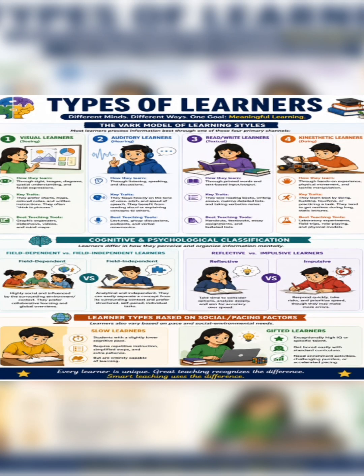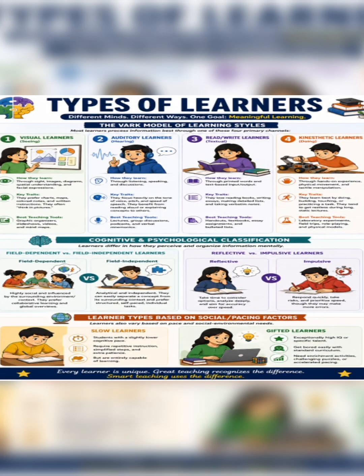Next to it, we see reflective versus impulsive learners. Reflective learners take their time. They ponder options, analyze deeply, and aim for absolute accuracy over speed. While impulsive learners respond quickly, take immediate risks and prioritize speed, though this rapid-fire approach means they may make more errors along the way.